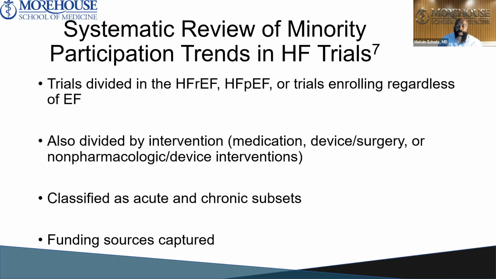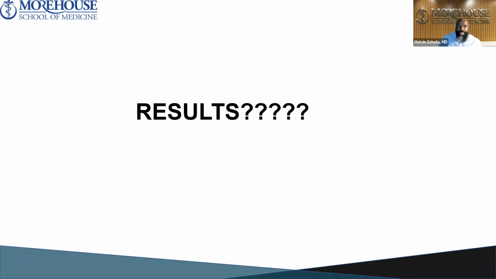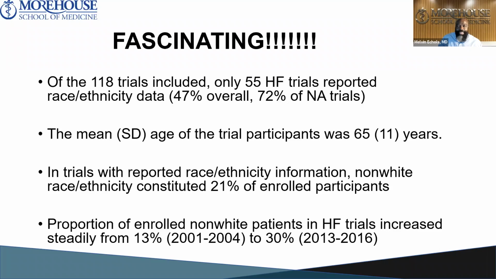The trials were divided into a number of sections: HFrEF, HFpEF, and trials enrolling regardless of EF. There was also a division of interventions, such as medications, non-pharmacologic interventions, pharmacologic interventions, and device interventions. Then they were classified into acute and chronic subsets, as well as by funding sources. So I guess you are waiting for the results if you haven't seen this paper.